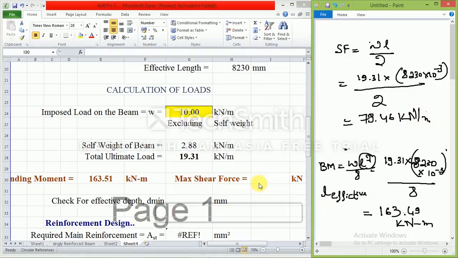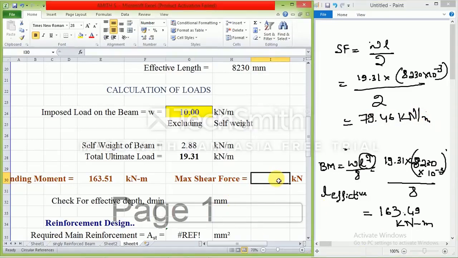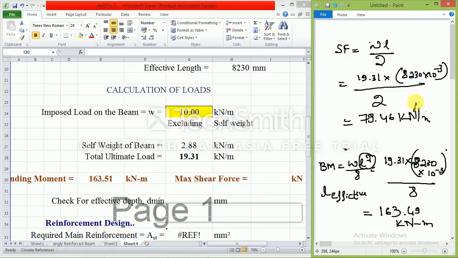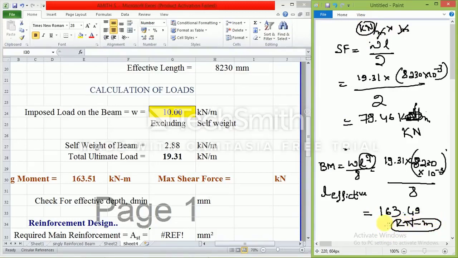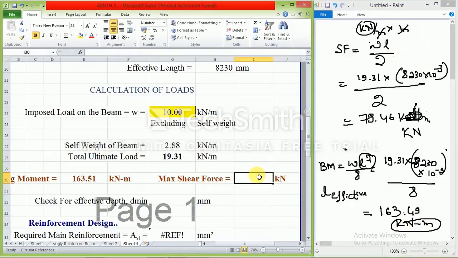Okay, the same thing, shear force. Sorry, not kilonewton per meter, this is just kilonewton. Okay, because W is kilonewton per meter, length is meter, the meter gets cancelled, it is kilonewton. Okay, the unit for bending moment is kilonewton meter, this is kilonewton. So one thing is, be thorough with the units. Okay, don't get confused.